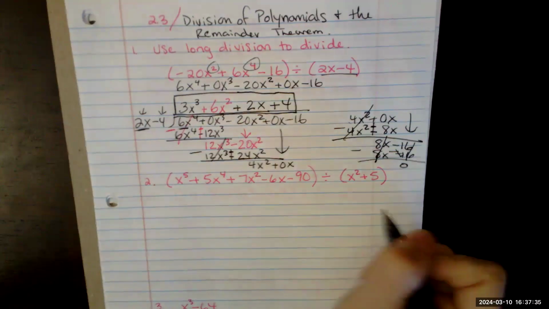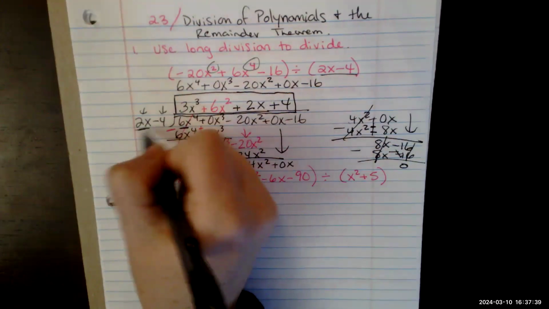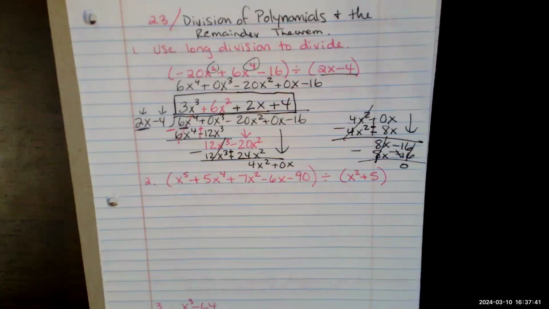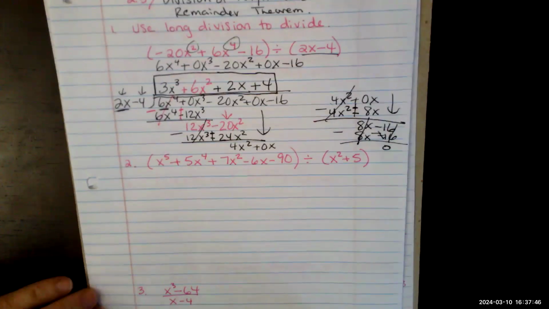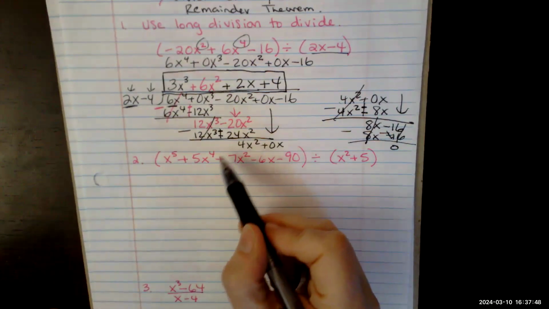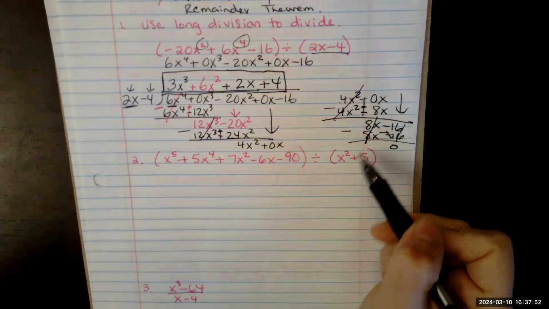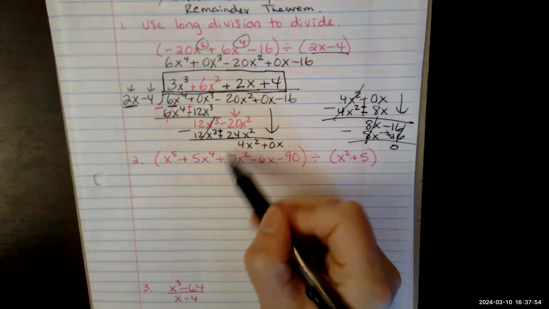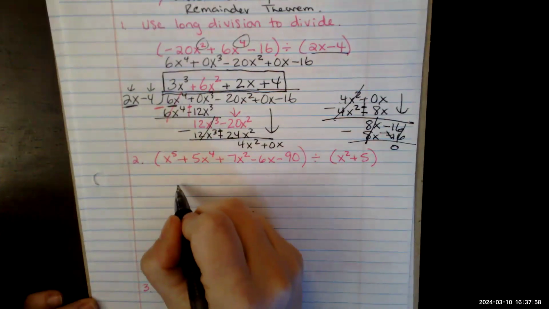If we did have a remainder, we would have written it up here as a fraction, the remainder over what we were dividing by. I'm sure we'll see that in a minute. So if you want to pause and try the next one, you can go ahead, but be careful. Make sure you see there's a missing x to the 3rd here, and there's also a missing x here. So you're going to need to put a 0 and a 0 in those spots.